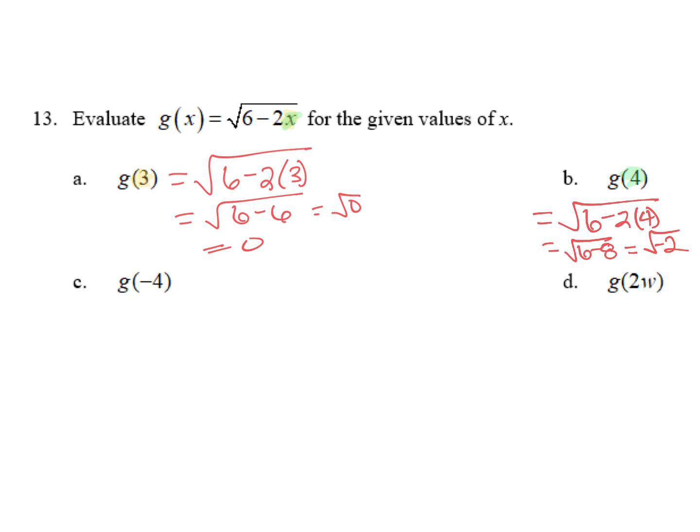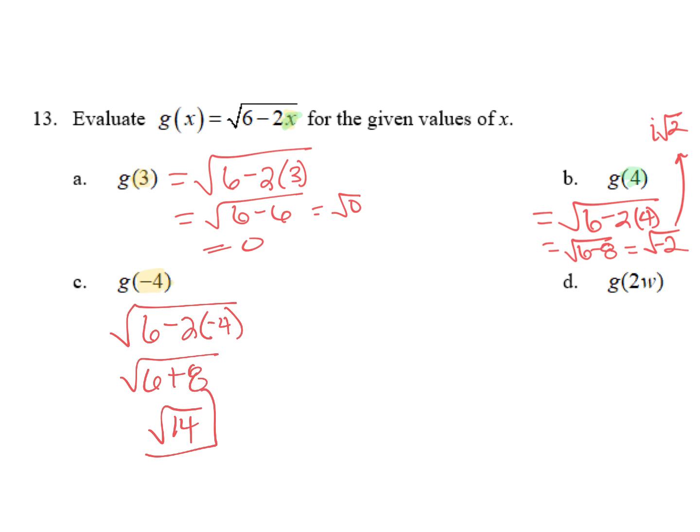So in real numbers, it doesn't exist. We're going to learn that when we have these negatives, we can write them as i square root of 2, but it's a lesson for another video. So let's look at letter C. Letter C tells me I'm putting in negative 4 for x. So that means I'm going to put 6 minus 2 times negative 4. Well, 2 times negative 4 is negative 8, so that's 6 plus 8, which is the square root of 14. And I can't simplify that, so that's my answer.